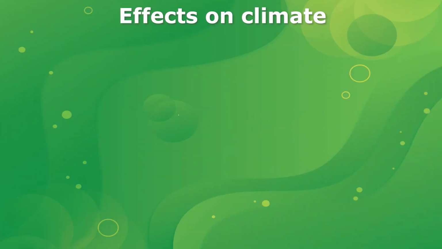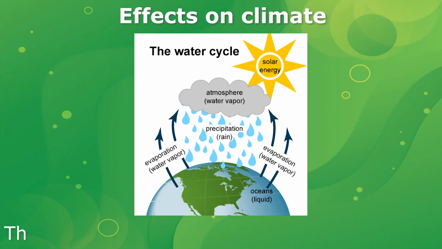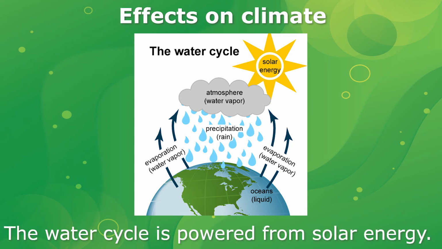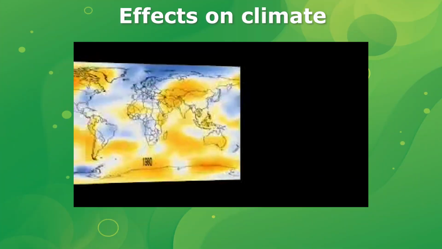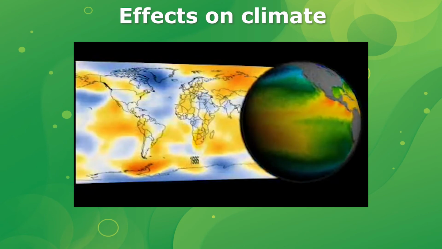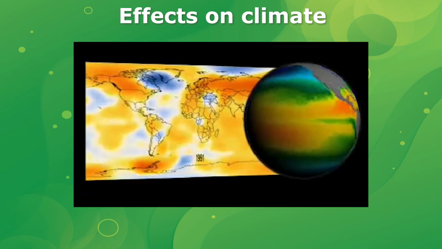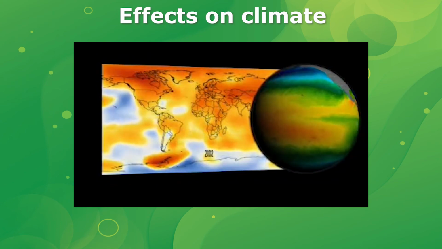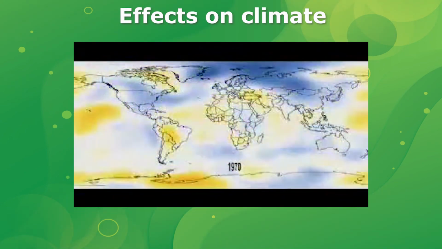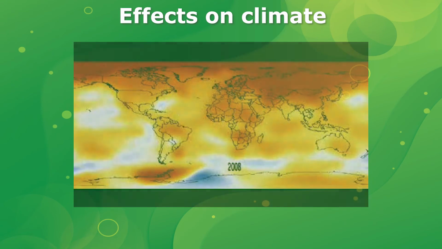Effects on climate. The water cycle is powered by solar energy. About 86% of the global evaporation occurs from the oceans, reducing their temperature by evaporative cooling. So, without this cooling, the effect of evaporation on the greenhouse effect would lead to much higher temperatures of 67 degrees, which is a warmer planet.